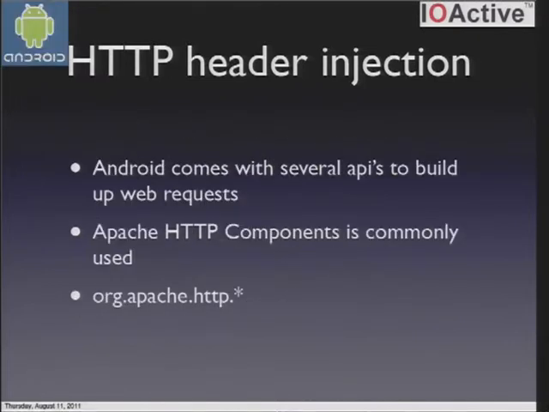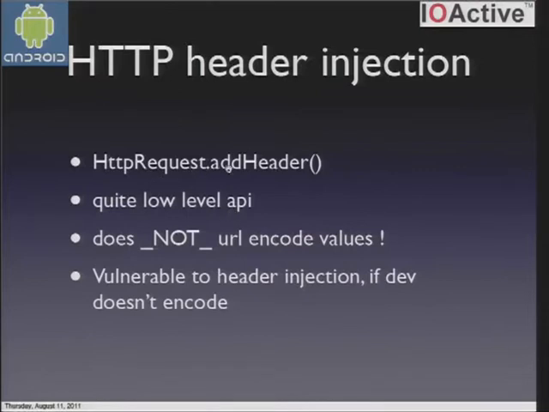Android, not quite as good. This is one of the few areas where Android comes out way worse than iOS in my comparison. Android actually has a number of APIs to do HTTP handling from the client side. The most common one I've seen is using the Apache HTTP components, where you include org.apache.http. That one has a set of APIs too. It's called addHeader. addHeader is incredibly low level. It does not encode anything. It takes your data and just puts it right in the request. It doesn't validate anything. It's completely vulnerable to injection.